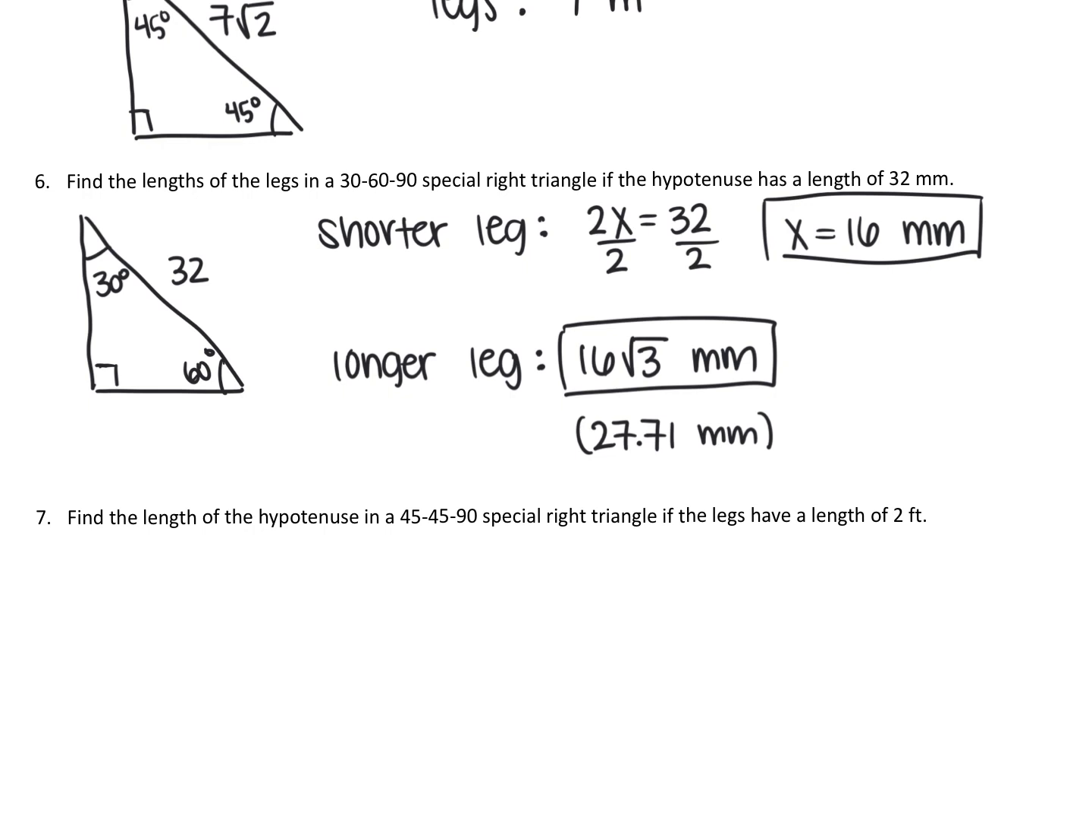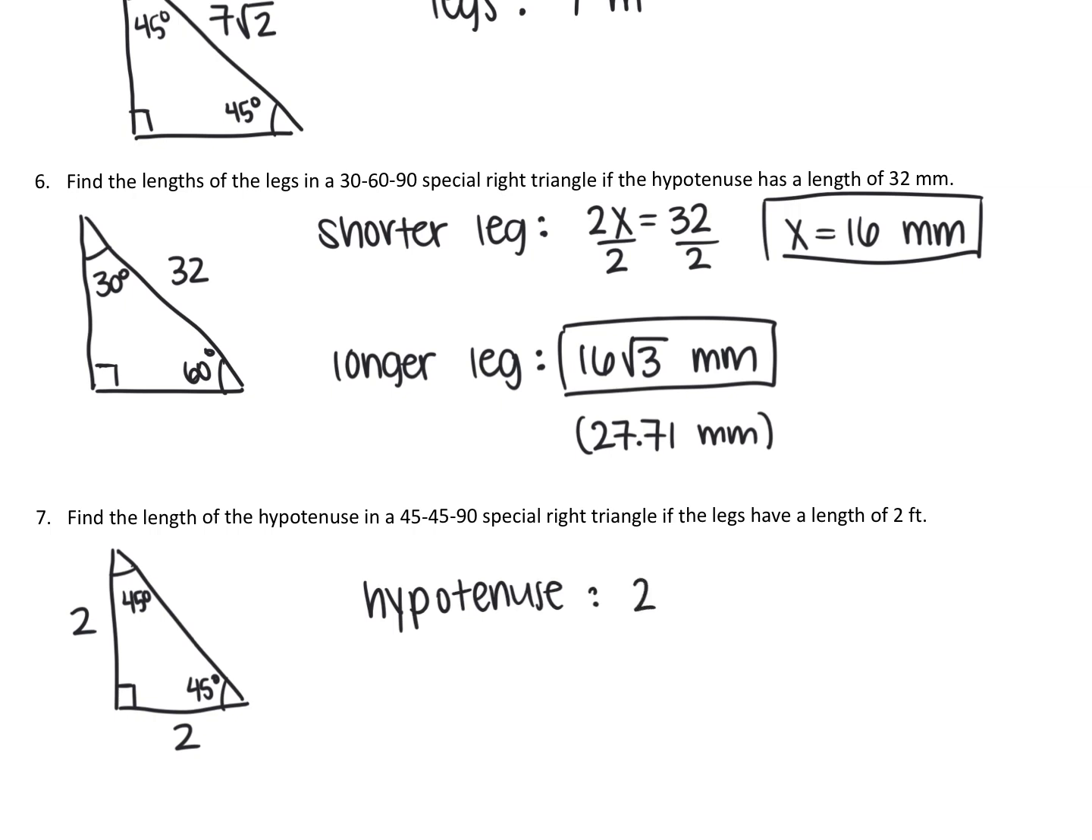All right, last one. Find the length of the hypotenuse in a 45, 45, 90 special right triangle if the legs have a length of 2 feet. So it's really not all that difficult to find missing sides in a 45, 45, 90 special right triangle because the relationship is actually pretty nice. So my legs are both 2, so we know for the hypotenuse, you just take the length of the leg, which is 2, and multiply it by square root 2. So you have 2 square root 2 feet, which as a decimal is about 2.83 feet.